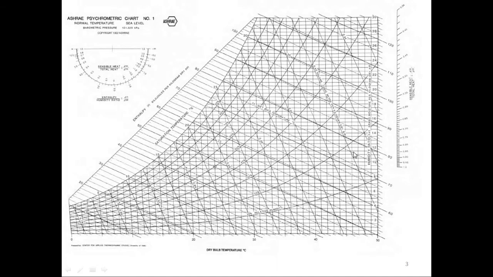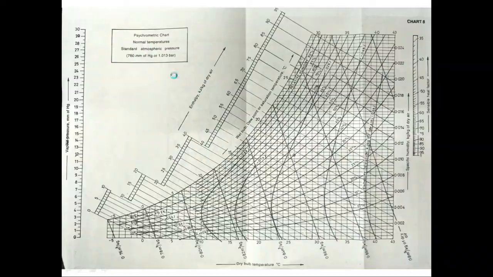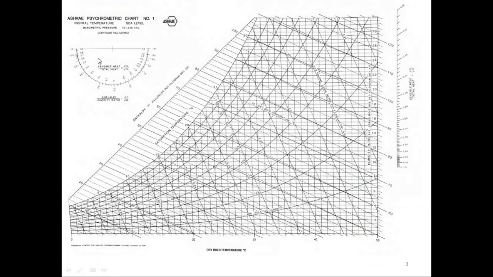Next is relative humidity. It is on a percentage basis. As you can see, 20%, 30%, 40%, these are curved in nature, similar to the saturation curve line. On the saturation curve line, the value of relative humidity is 100%. Below that is 90. This line is the sensible heat factor line, and this protractor also represents the sensible heat factor line.